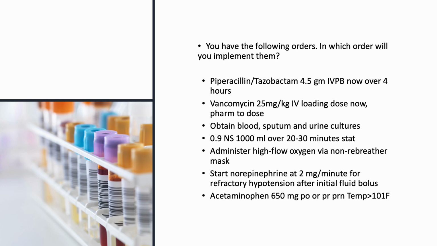You want to obtain your blood, sputum, and urine cultures. It's important to get cultures before antibiotics are administered to identify the causative organisms. Again, this should be done after immediate stabilization steps like oxygen and fluids. You want to start your norepinephrine at 2 milligrams per minute for refractory hypotension after the initial fluid bolus. If the hypotension persists after the fluid resuscitation, again, remember vasopressors are required to improve perfusion and blood pressure.